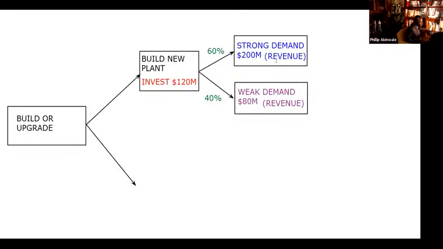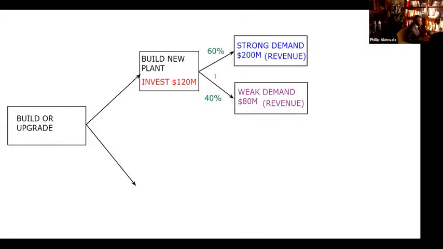So taking a look at the strong demand, let's say you get 200 million and you invested 120 million. What is the profit? What would your profit be? Thank you, 80 million. Thank you, Jan. Thank you, Krishnan. That's what I'm looking for. Very good. So guys, you need to always ask, what's the profit? The profit is 80 million.